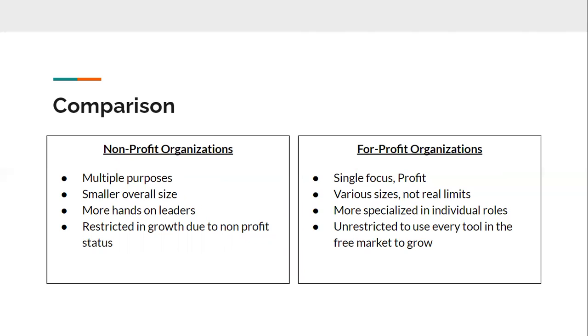A characteristic of for-profit organizations is that they tend to vary in size because there's no real limits on their ability to grow. Because they tend to be larger, they have the opportunity to more specialize in their roles. So you'll have a higher-end leader focused entirely on human resources, another one focused entirely on research and development, and so on and so forth. A lot of this is because they are unrestricted in their ability to use every tool in the free market in order to grow.